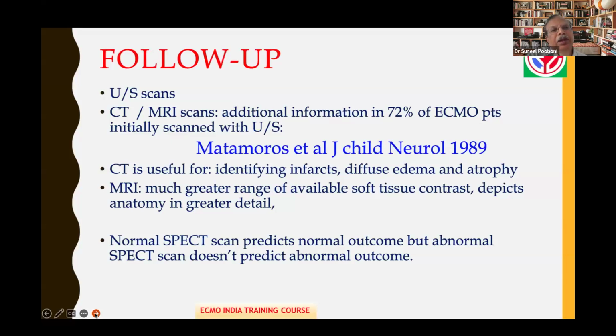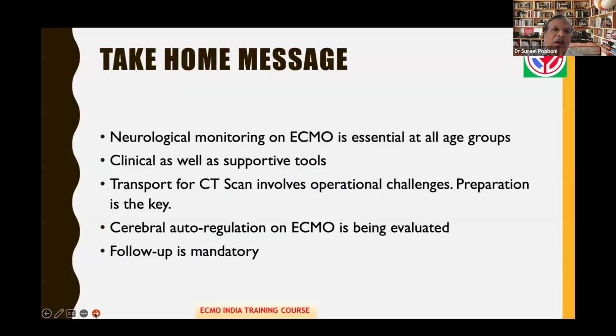In neonates, repeated ultrasound scans will be helpful, and also CT scans or MRI scans in the post-ECMO period. CT is useful for identifying infarcts, diffuse edema, and atrophy. MRI gives a much better delineation and greater range of available soft tissue contrast, and depicts anatomy in greater detail. Scans are also helpful. The take-home message is that neurological monitoring in ECMO is very essential in all age groups. Clinical as well as supportive tools should be made use of in monitoring the patient pre-ECMO, during ECMO, and post-ECMO.